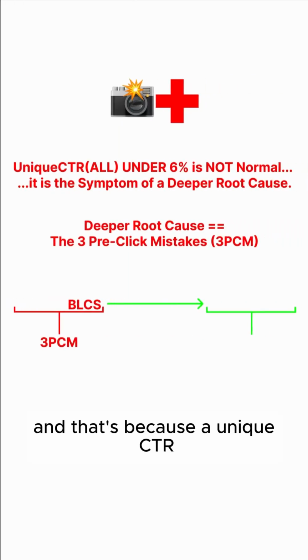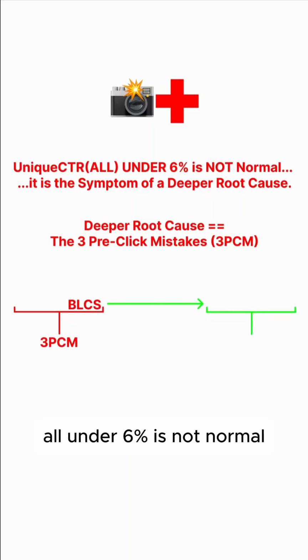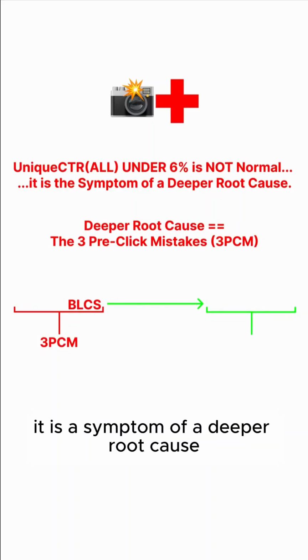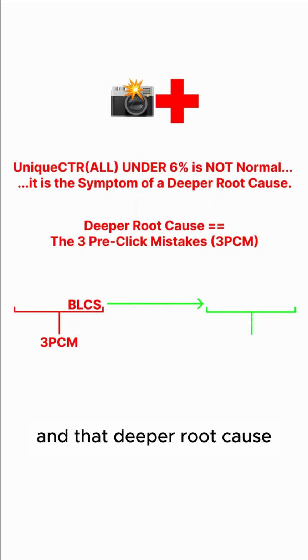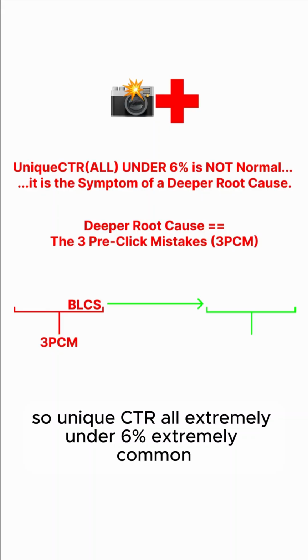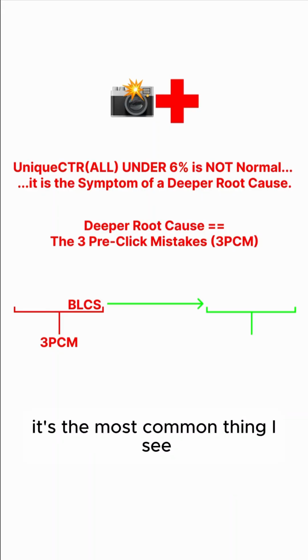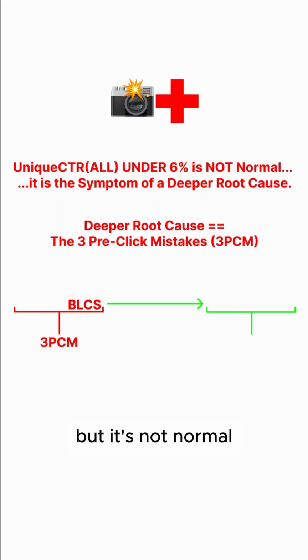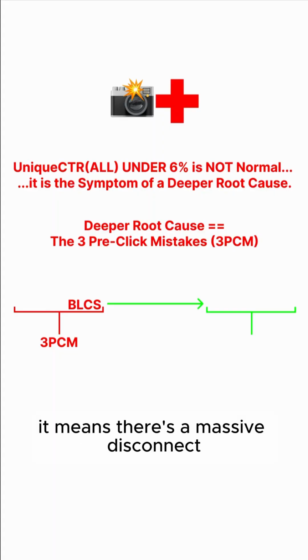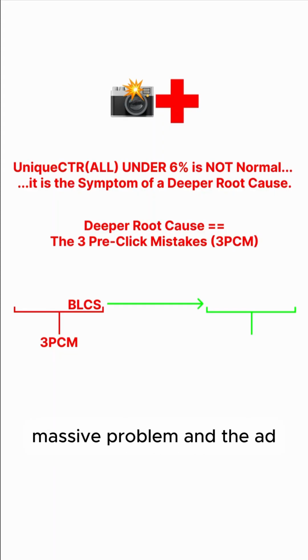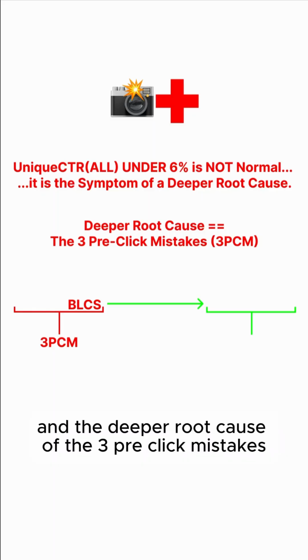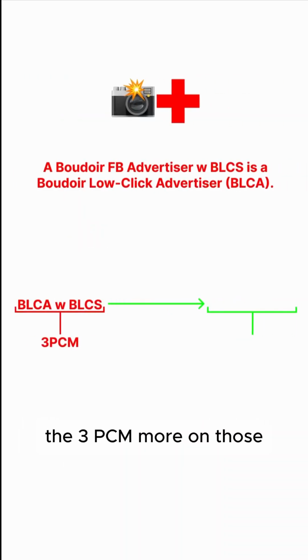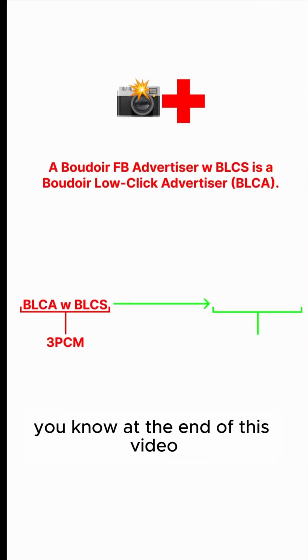And that's because a unique CTR all under 6% is not normal. It is a symptom of a deeper root cause, and that deeper root cause is the 3 pre-click mistakes. A unique CTR all extremely under 6% is extremely common. It's the most common thing I see with Boudoir Facebook advertisers, but it's not normal. It means there's a massive disconnect, a massive problem in the ad. And the deeper root cause is the 3 pre-click mistakes, the 3 PCM. More on those at the end of this video.